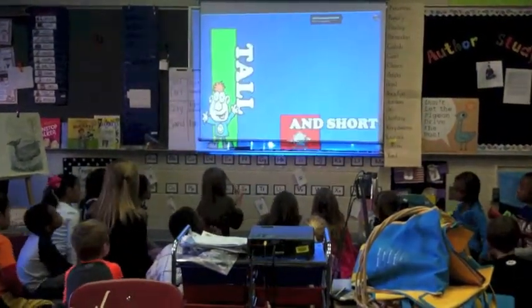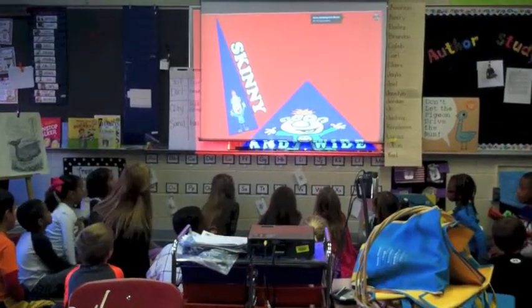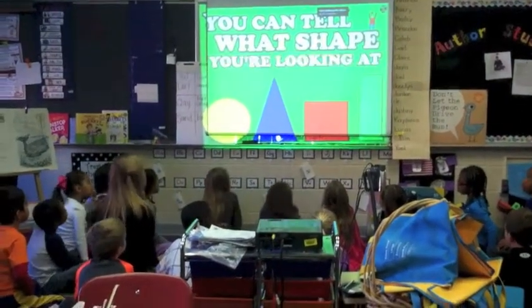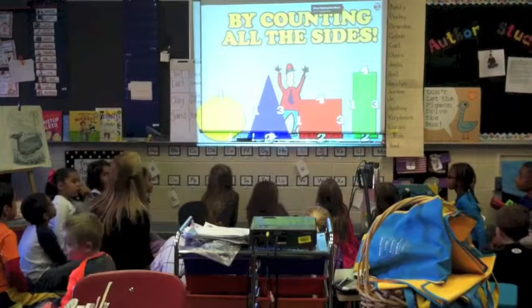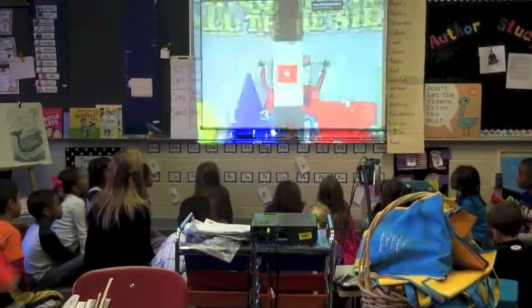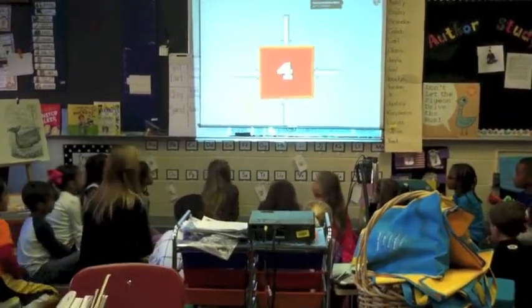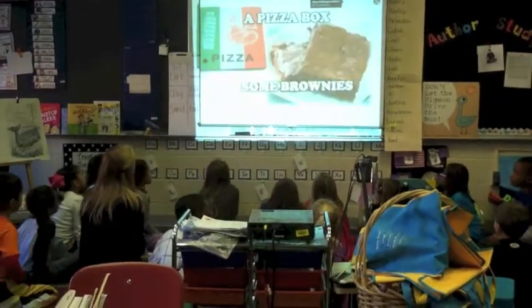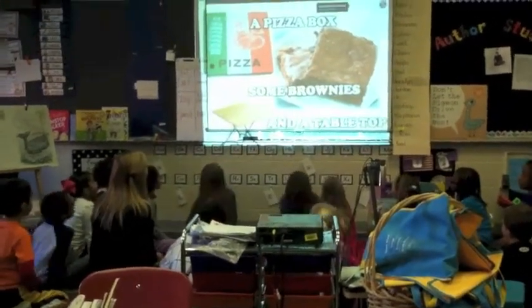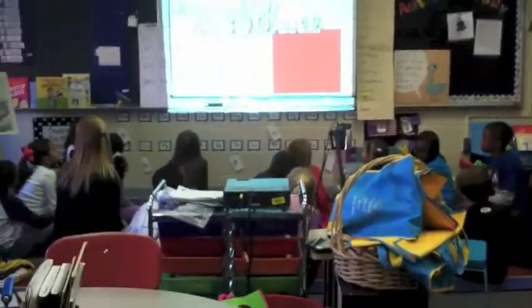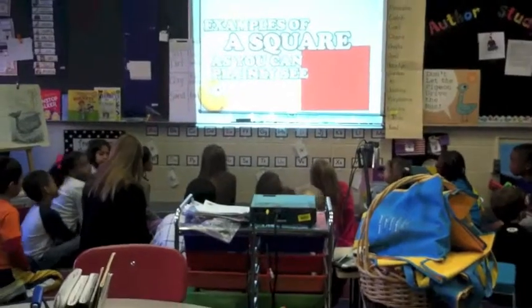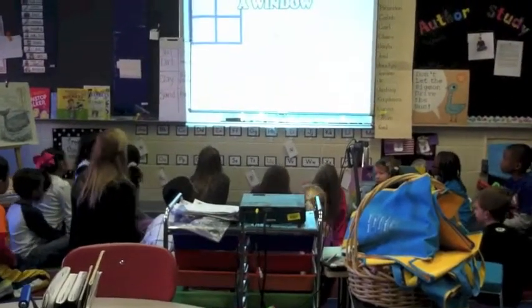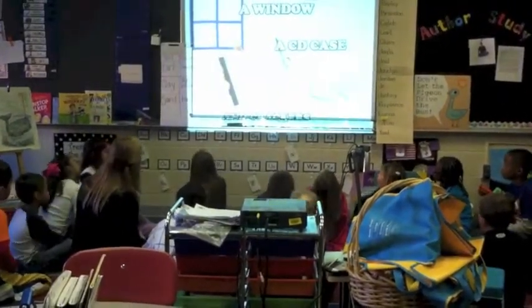Shapes, tall and short, skinny and wide. You can tell what shape you're looking at by counting all the sides. A square has four equal sides. A pizza box, a window, a CD case are examples of a square, as you can plainly see.